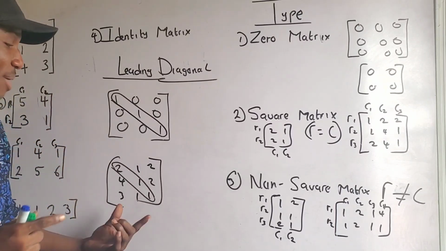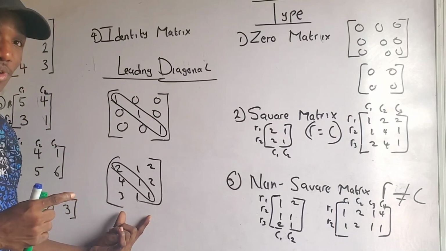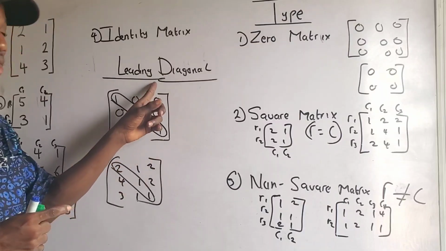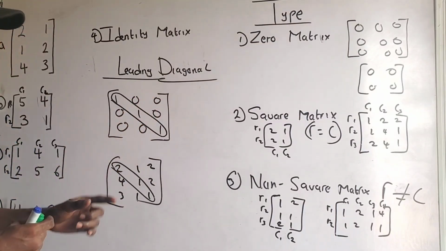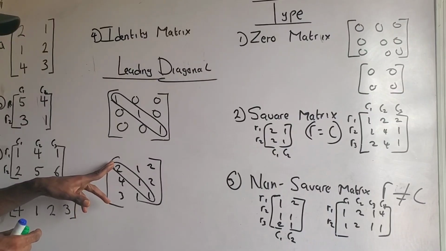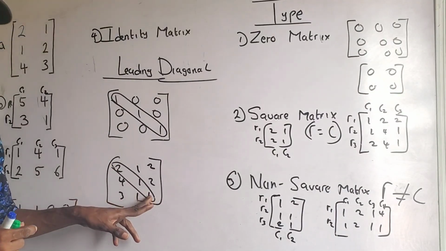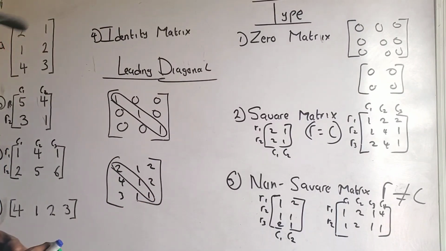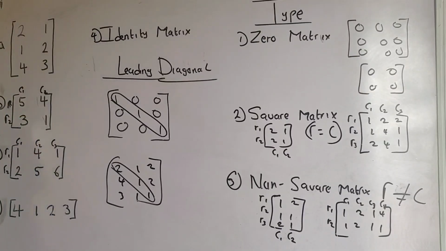You understand? The reason why I brought this out is because I want to explain the meaning of leading diagonal. The leading diagonal in a matrix is the elements that run from the top left corner to the bottom corner of that matrix. Do you understand? Okay? Let me erase this.